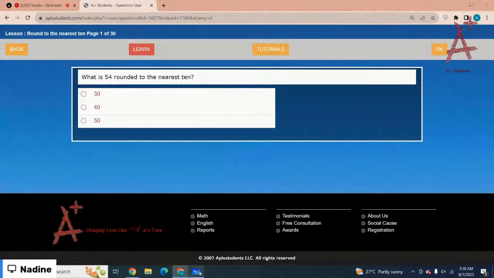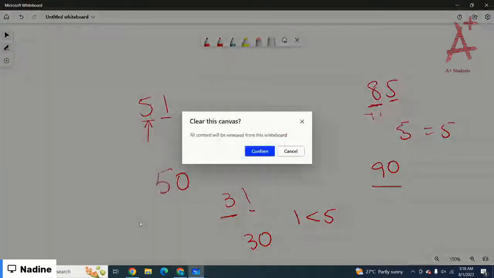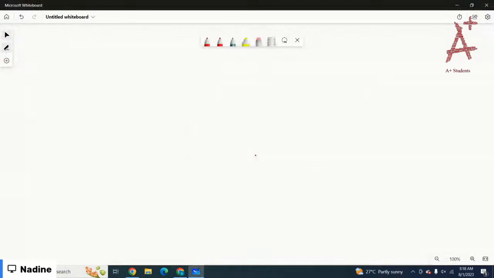54. This is the tens digit because you have to round to the nearest 10. Just look at the next digit. You have 4. 4 is less than 5. That means you have to replace the 4 with 0, and you end up on the same 10, because that is less than 5. So the correct option is 50.